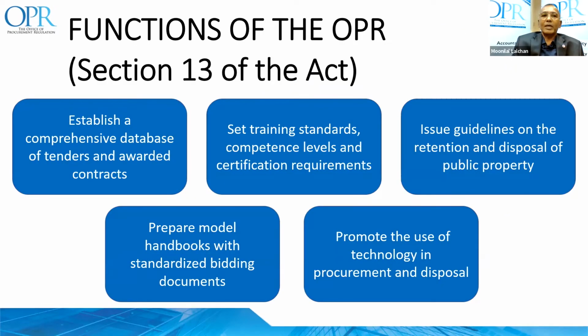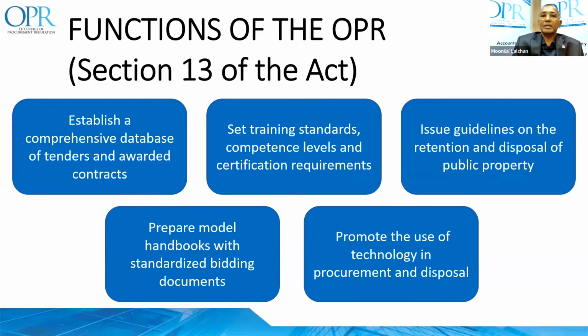Some of the things that we at the office were empowered to do is to establish a comprehensive database of tenders and awarded contracts. So going forward, all contracts and tenders that have been awarded to private organizations or even public organizations have to be declared on a quarterly basis and made public, so that we will now know who the contract is awarded to, how much it was awarded for, and if there are any variation orders or litigation matters associated with those. So that's something that you can look forward to.